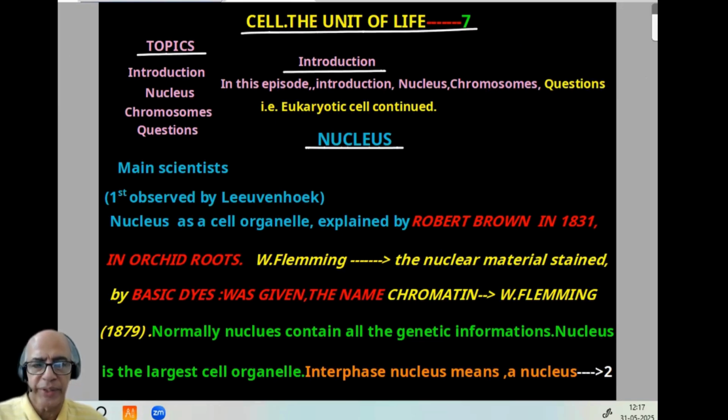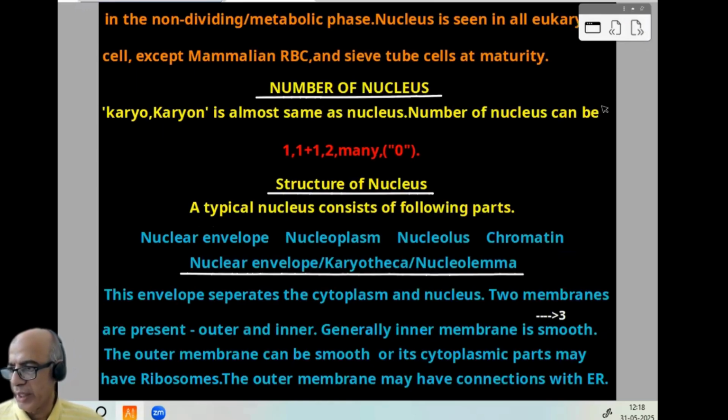So we started with the introduction, what all things we'll be learning. Then the nucleus: who first observed it and who identified it as a cell organelle, Robert Brown, 1831, orchid root. Then W. Fleming, who gave the term chromatin, with staining with basic dyes, 1879. The importance of the nucleus is that it is the master unit of a cell containing all the genetic information. It is the largest cell organelle. Interphase nucleus means a nucleus in the non-dividing or metabolic phase.